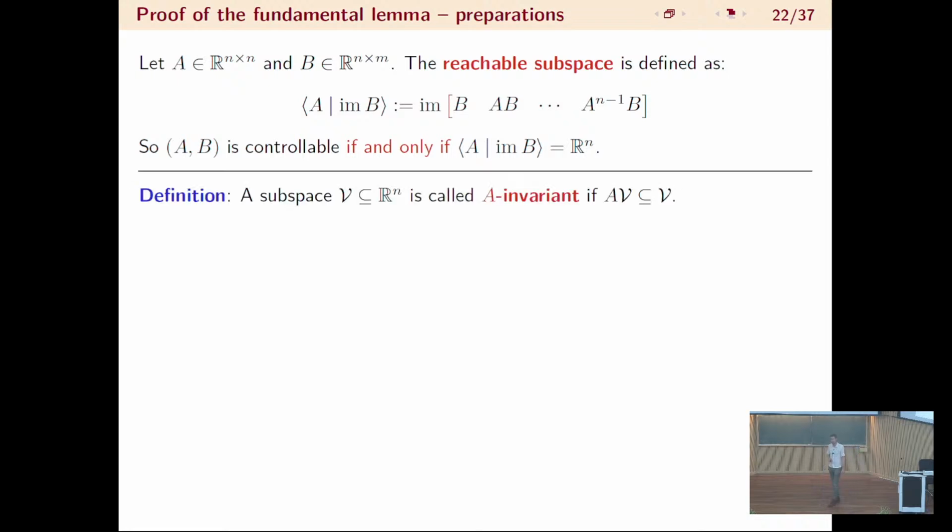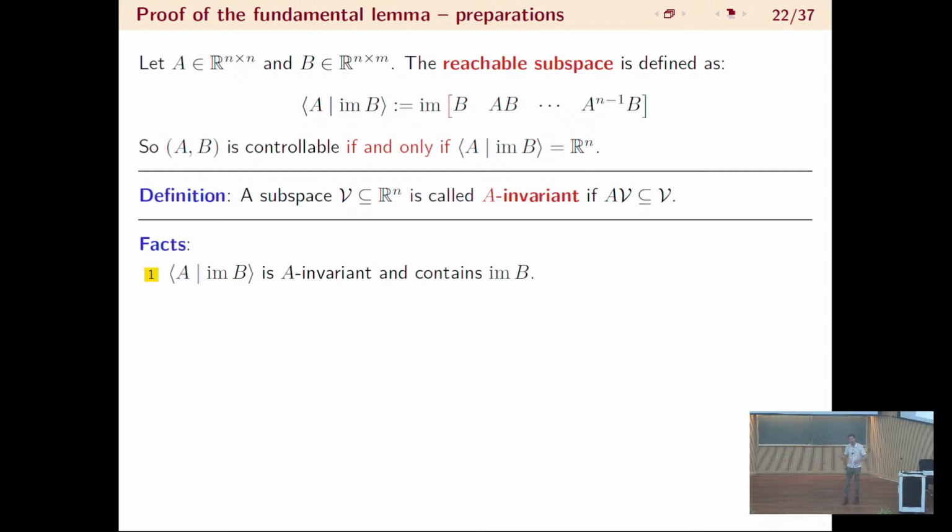I also define a notion of A-invariance. So let's say that we have a subspace V of R^n. I call that A-invariant if A times V is contained in V again. Meaning that if I take any vector from this subspace V, I multiply by A, then the resulting vector is still in the subspace.